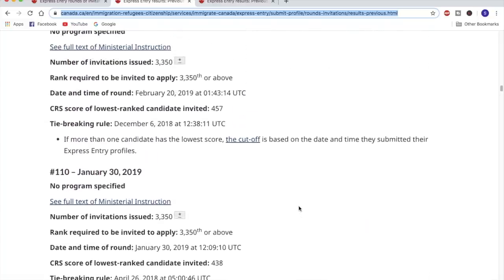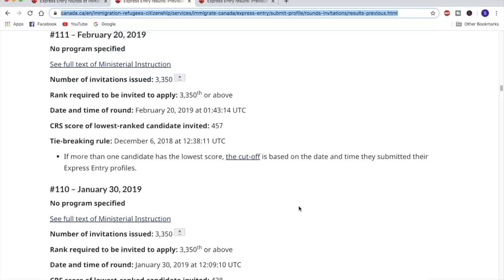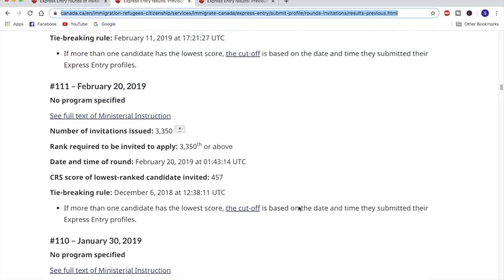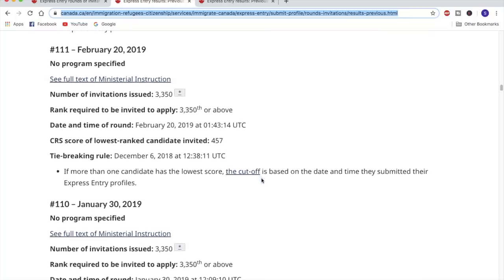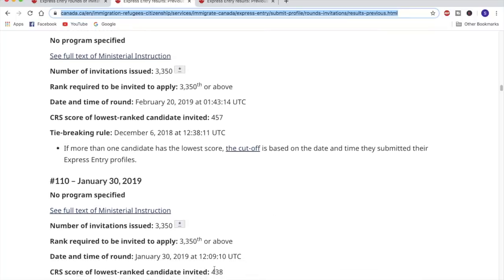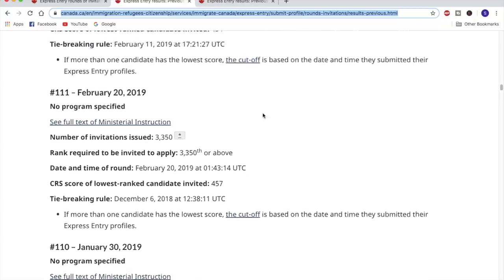And immediately after that, you can see that the next draw, which was conducted on 20th February, came after a gap of 3 weeks. So the gap between the 110th and 111th draw was 3 weeks, and that was the reason why the cutoff score went even higher. It was 438 and it went up to 457 after that.